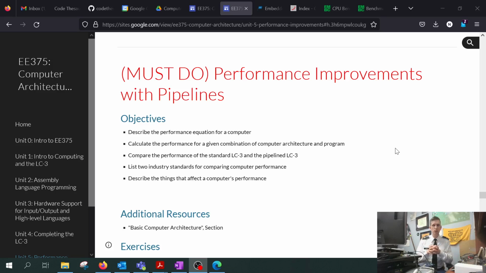After comparing those, we're going to understand what actual improvement we get from our pipeline and what sorts of things affect the improvement that we get based on how we've designed our pipeline. Additionally, I want to introduce to you 2 industry standards that I use today to compare the performance between processors. So let's get started.